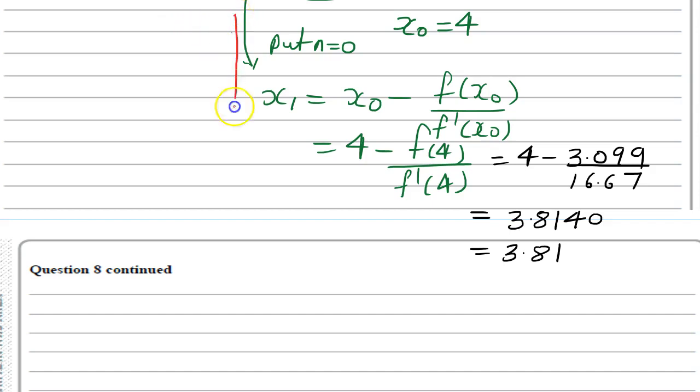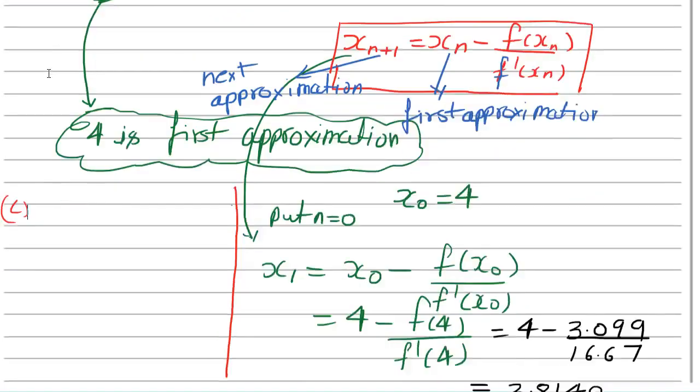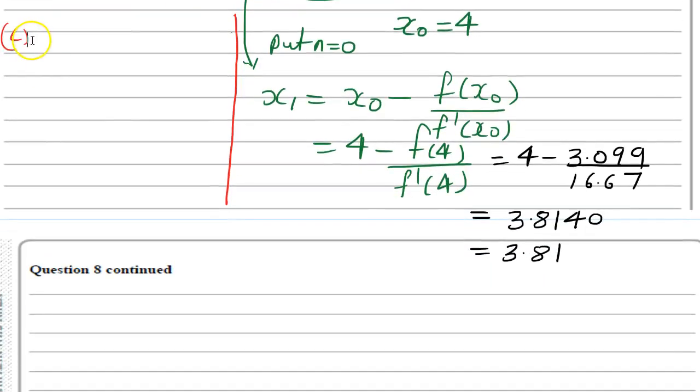So let me draw the line, and this is the C part. Let's do it here. Yeah, so it is the C part here. So the C part is: put f(x) is equal to 0. So we are going to put here, put f(x) is equal to 0.